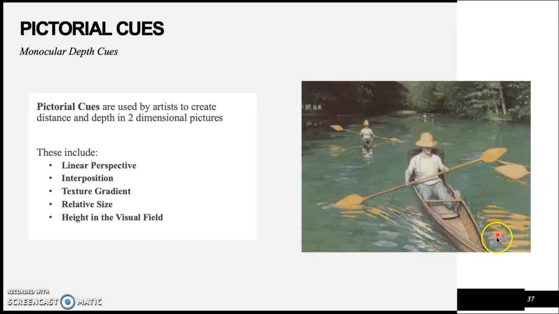So here you can see in this painting a few things that you'll notice straight away. The river goes back on an angle, right? It's not a straight line even though it's supposed to be parallel. This person is a lot smaller than this person.